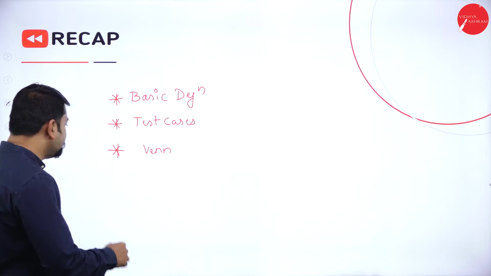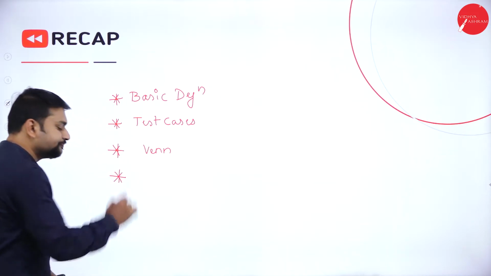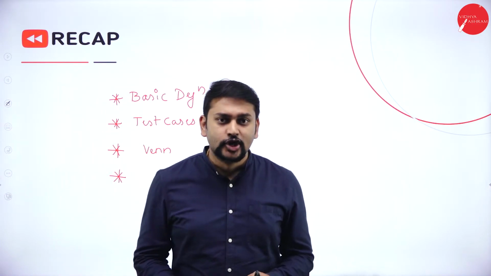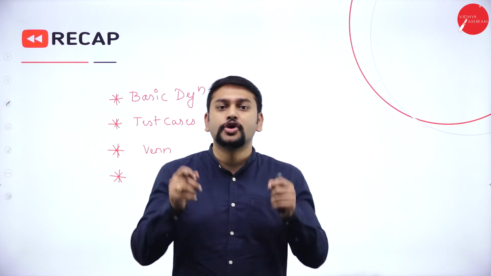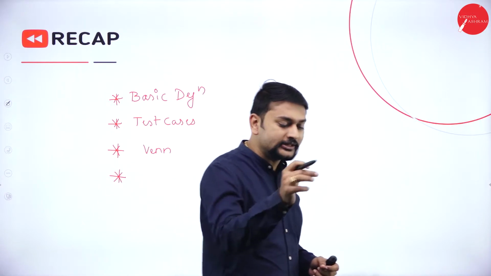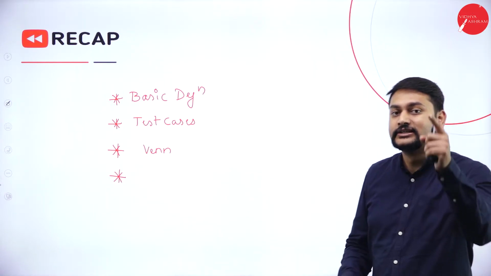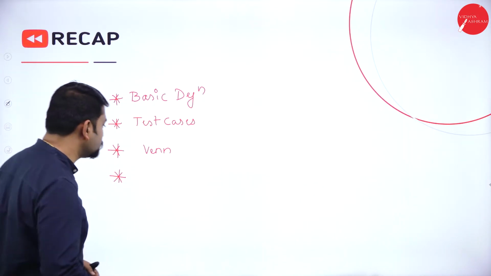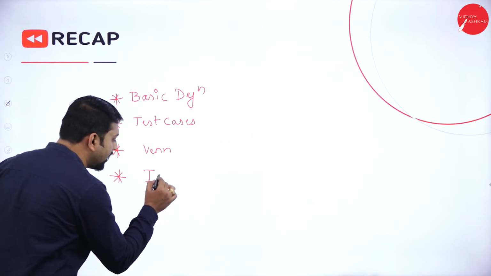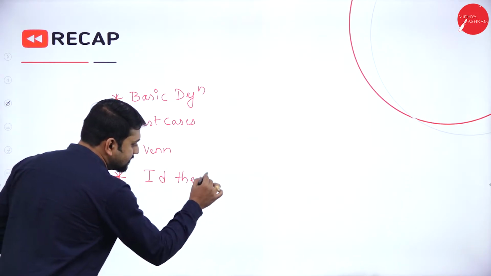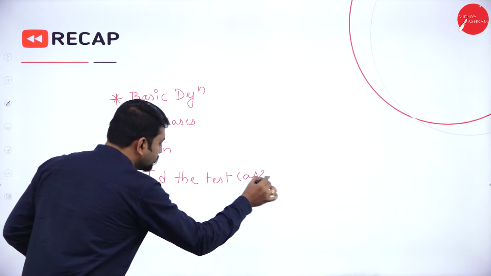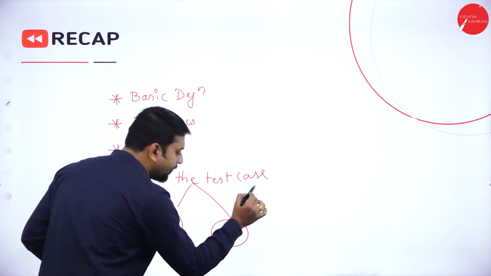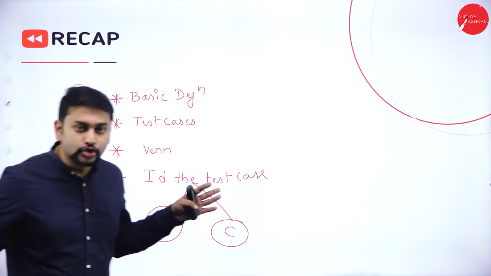Then after that, using this Venn diagram, we came to a topic called how we identify the test cases. For that, I discussed two important methods, in fact, to identify the test cases, that is specification based testing and code based testing. So that's what you need to understand. Identifying the test cases with two methods: one is specification based testing, another one is code based testing. This is what you should know by now.